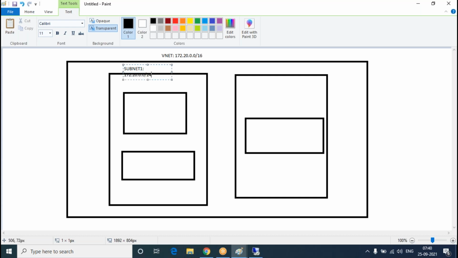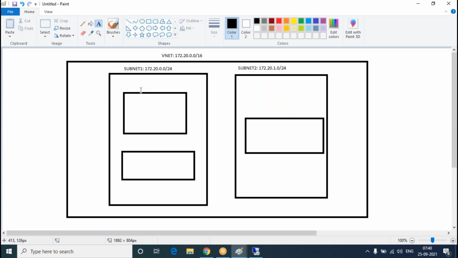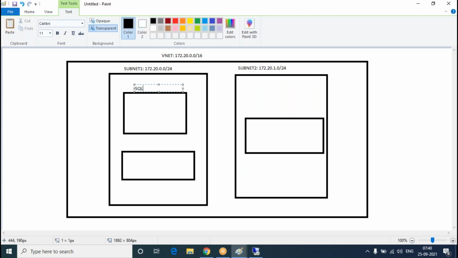170.20.0.0/24, right? Subnet 2 was, it is just 1 in place of that. That's it. Now SQL VM01 we created, SQL VM02 we created here, and SQL VM03.